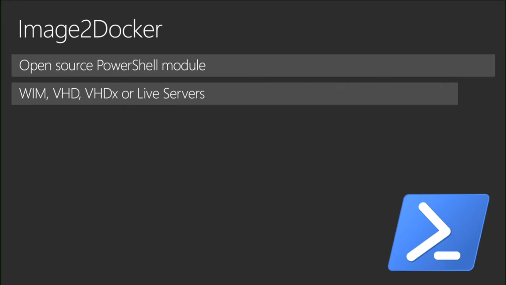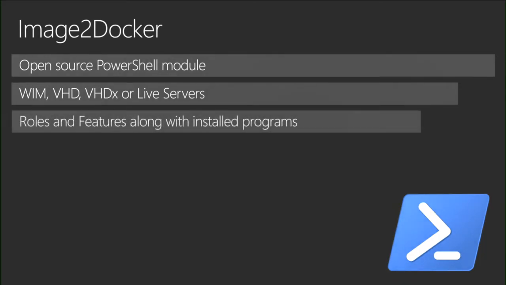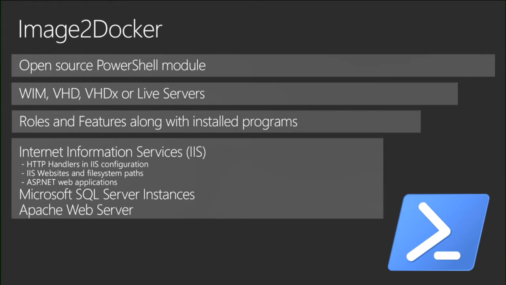You can run it against WIM files. You can run it against VHD. You can run it against a VHDX. You can run it against a live server. It would be super easy to add support for VMDK or any other format to it. Because really all it's doing is groveling through the file system, picking up those elements and artifacts, and creating container images out of it. It looks through all the roles and features that are on the machine. It also looks at what programs have been installed to try to find things to pick up.